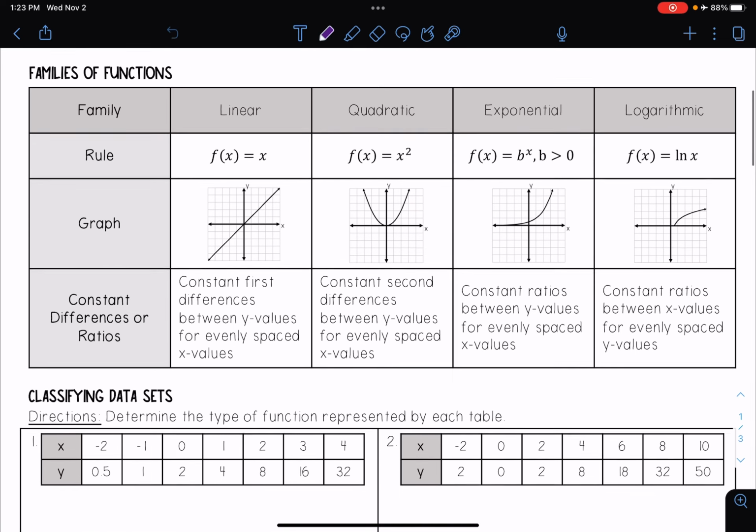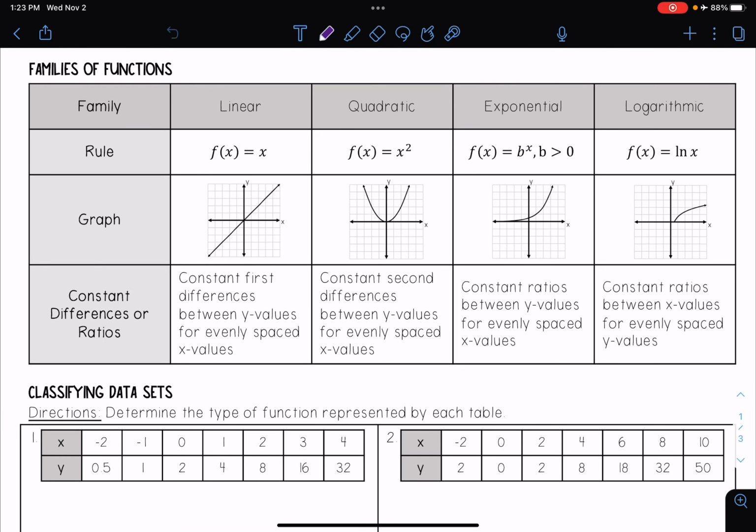And so for today we're going to be focusing on these four different families of functions. First, we see linear, and remember that the parent function is f of x equals x, and that creates a straight line. And the thing we see here with its data, anything that follows a linear pattern, is that it has constant first differences between y values for evenly spaced x values.